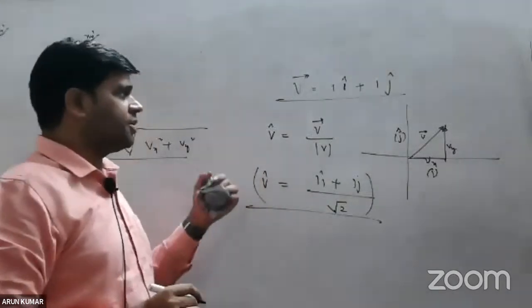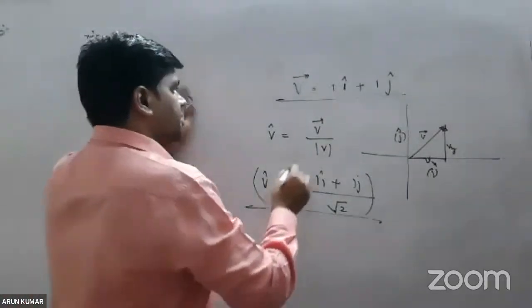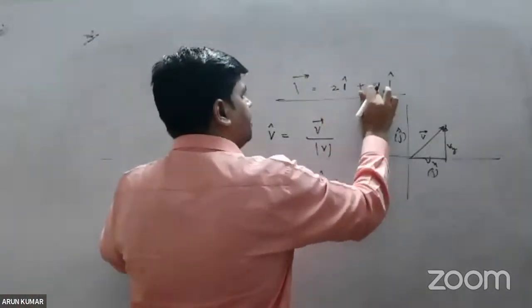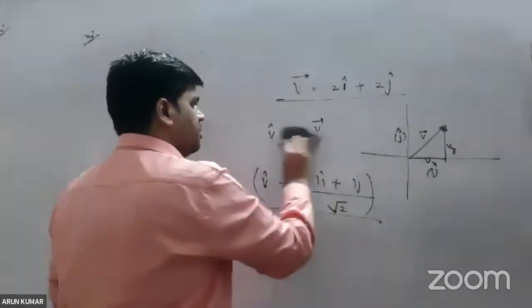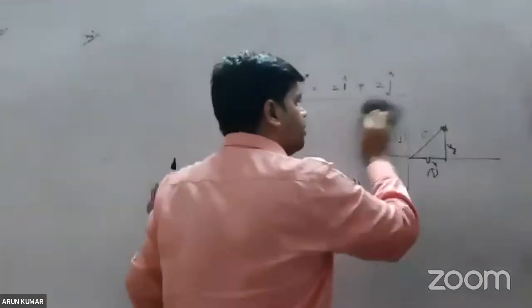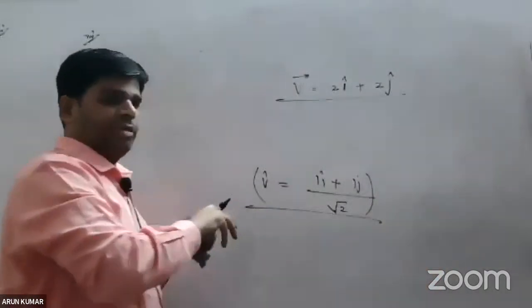Is this clear, students? I'll give you one vector, you tell me the unit vector. It is 2i cap plus 2j cap. Tell me the unit vector, students. I want the unit vector along that v bar. I want v cap.